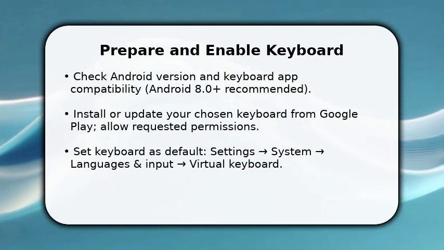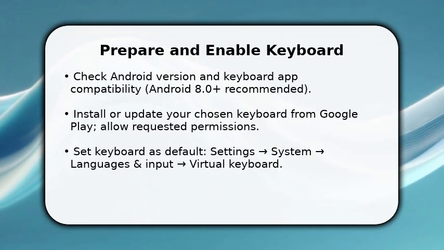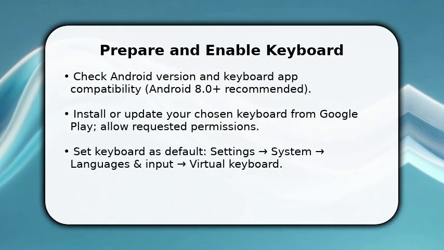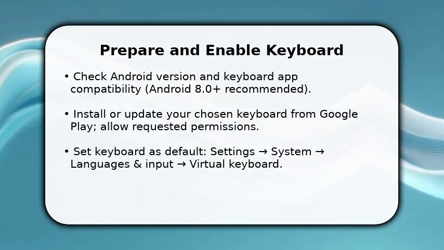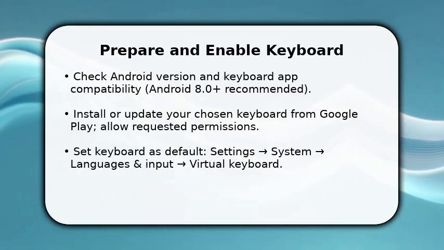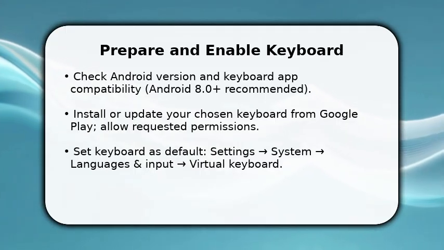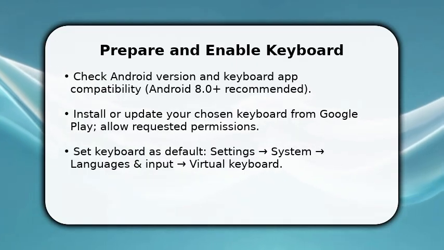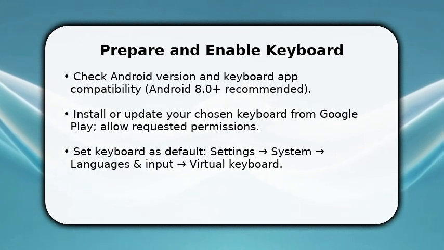You start by enabling the keyboard you'll customize. This is essential. Open Settings and confirm your Android version and keyboard app are compatible, then install or update the app from Google Play. Once done, go to Languages and Input, tap Virtual Keyboard, and enable the new keyboard. Make sure to set it as the default input method so changes apply system-wide. This initial step avoids conflicts later and guarantees you can preview every customization in real time.